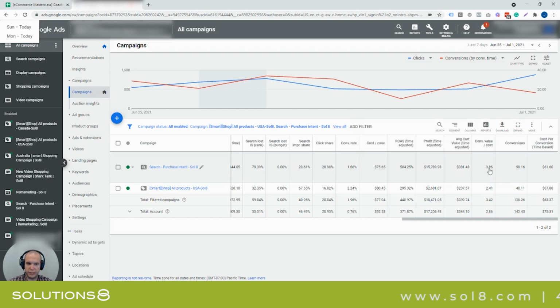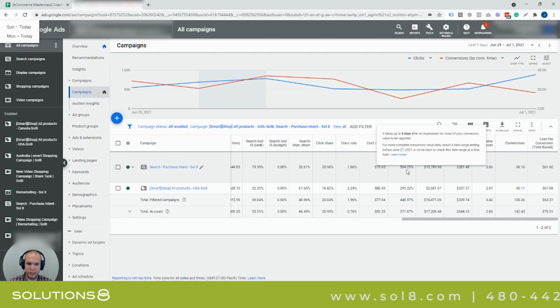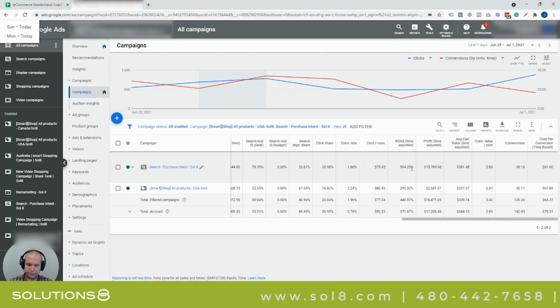Again, this is what Google sees. This is what Google measures against. This is what's actually happening this week. So that's the reason why you have those columns based on those types of conversions.